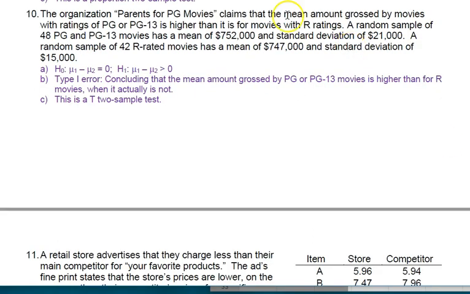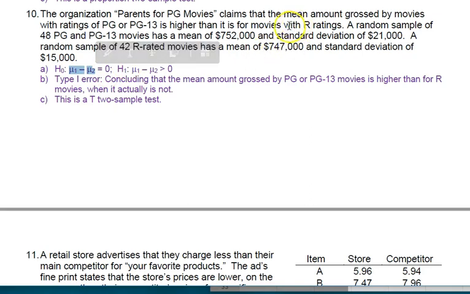In number 10, the first thing we can see is that the claim is talking about means. So the mean amount grossed by PG or PG-13 movies is higher than it is for movies with R ratings. We're talking about 2 different means, one for the PG or PG-13 movies, another mean for the R-rated movies. Our hypotheses are going to have the 2 different means in them, mu sub 1 and mu sub 2.